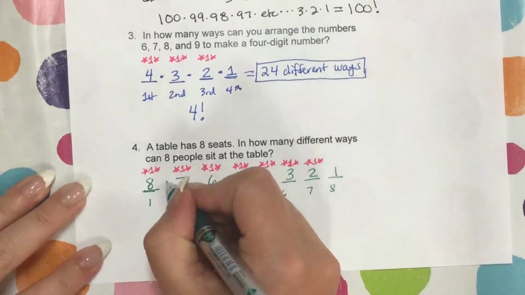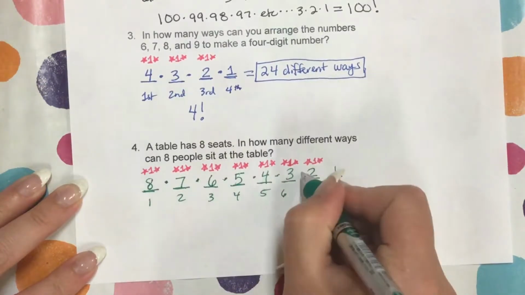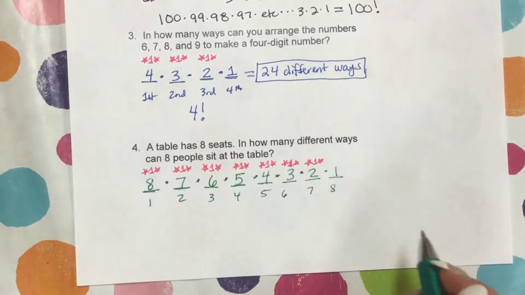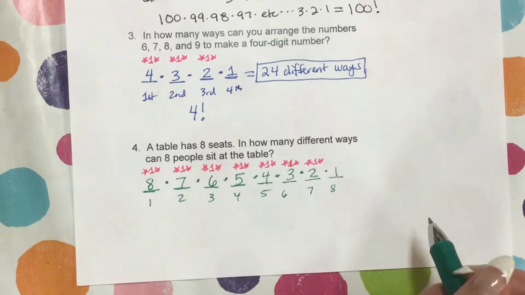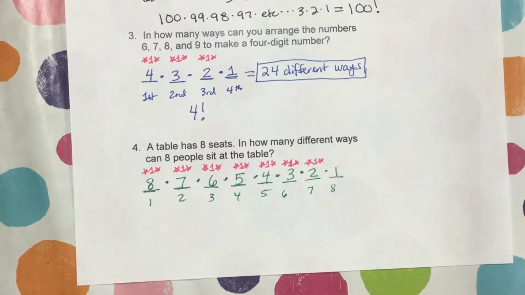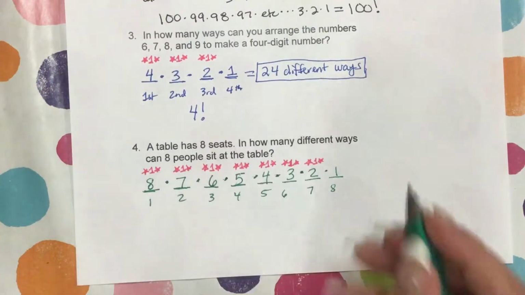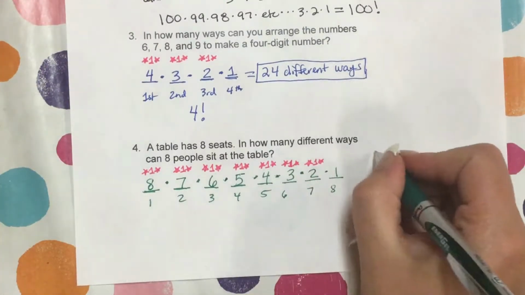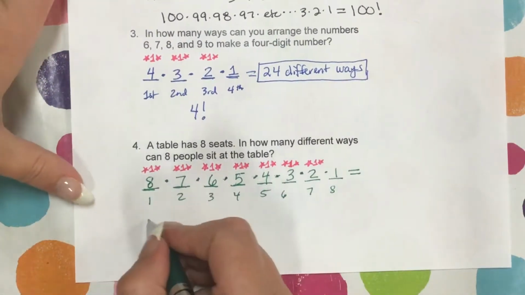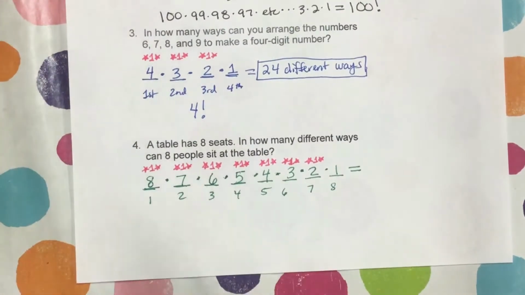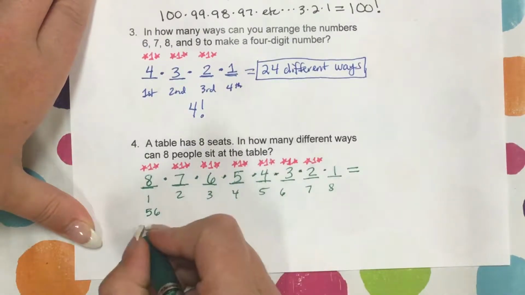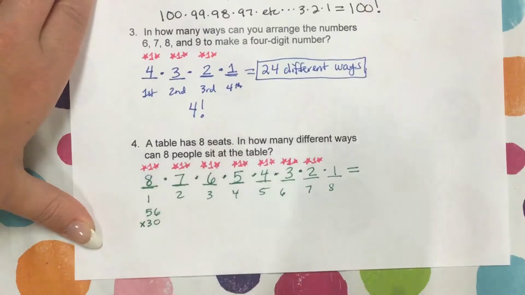And the cool thing about this is we just multiply all these numbers together, like that. So we are going to get a big number. This is going to be 8 times 7 is 56. And this is going to equal, maybe I'll do my work over here. So 8 times 7 is 56. Okay, and 6 times 5 is 30. So I'm going to multiply this by 30.